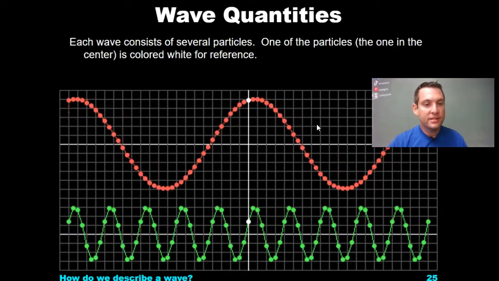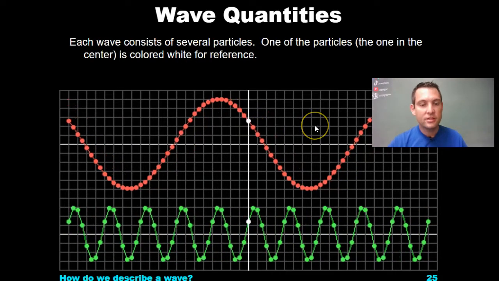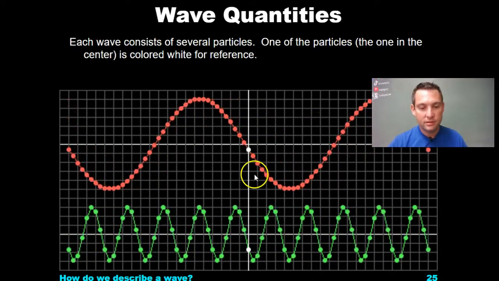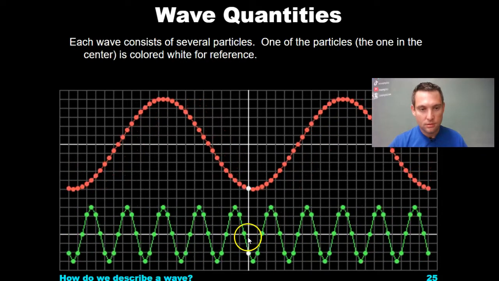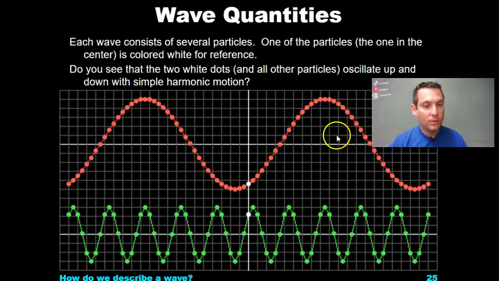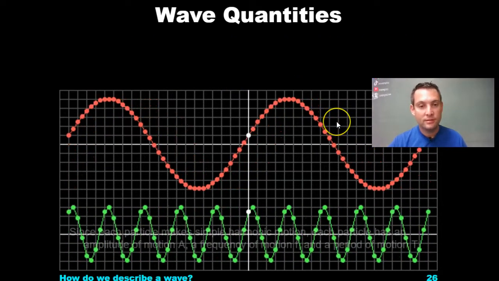Because both waves are in the same medium, both waves have the same speed. Each wave consists of several particles. One of the particles, the one in the center, is colored white for reference. Do you see where the two white dots oscillate up and down with simple harmonic motion?